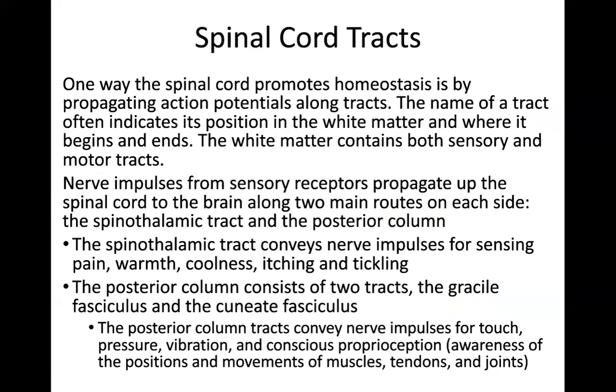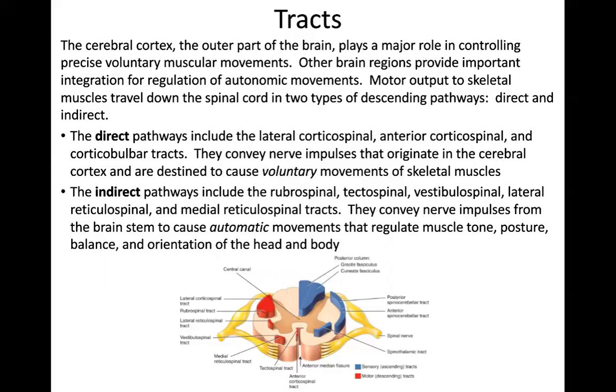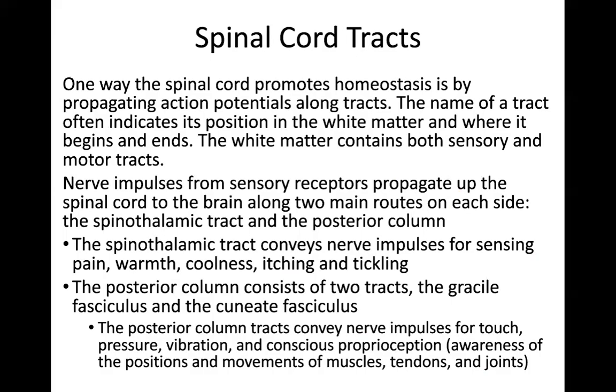So one way our spinal cord promotes homeostasis is by propagating action potentials along tracts. The name of a tract often indicates its position in the white matter, where it begins and ends. And as you saw on the previous page, white matter contains both sensory and motor tracts. Nerve impulses from sensory receptors propagate up our spinal cord, so we're talking about ascending tracts here, along two main routes.